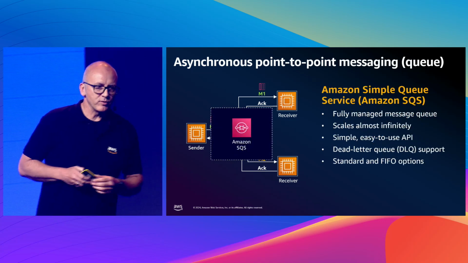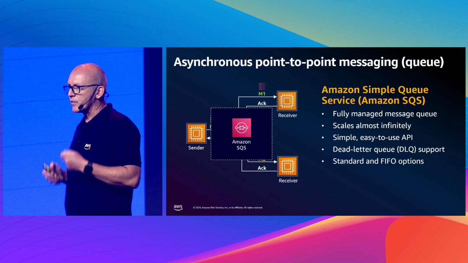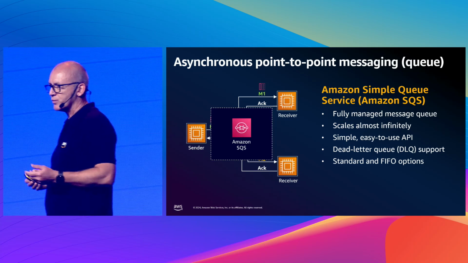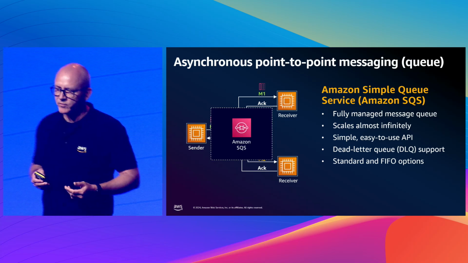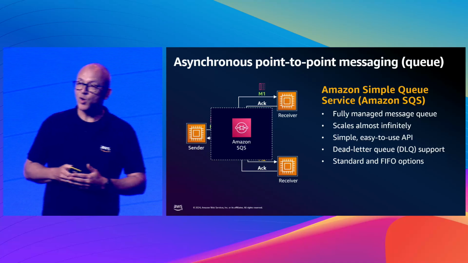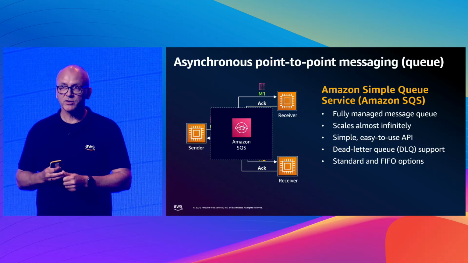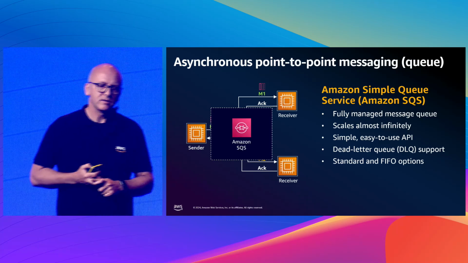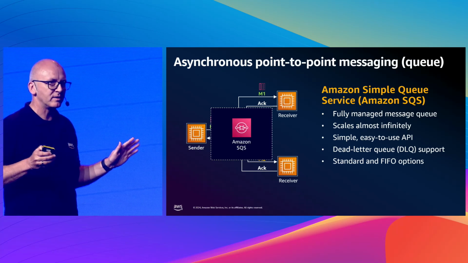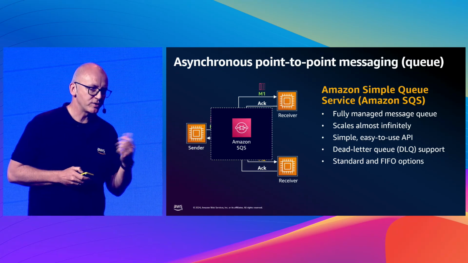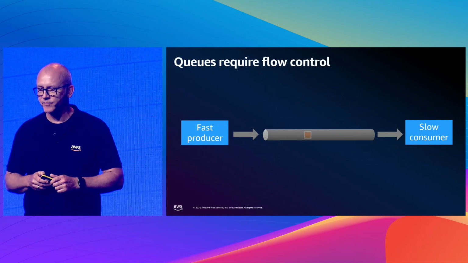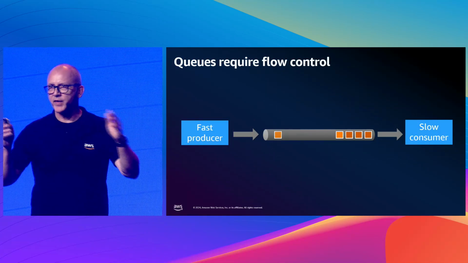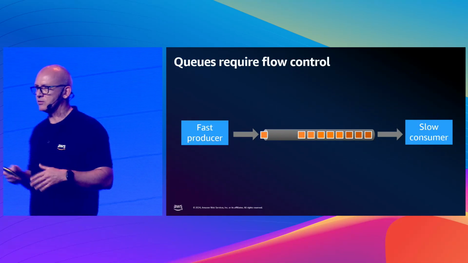So Amazon Simple Queue Service, or Amazon SQS, is the go-to service when it comes to queues in the cloud, on AWS at least. It is a serverless managed service. It comes with a super simple API, and it just makes it super easy to implement the point-to-point messaging integration. And with all the things that give you benefits, there's also a trade-off.